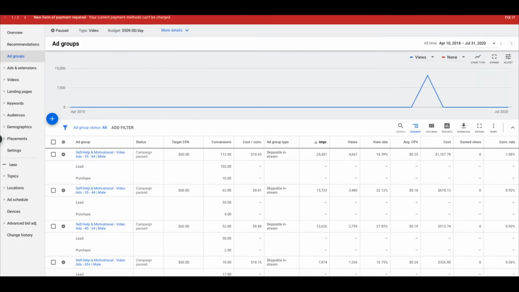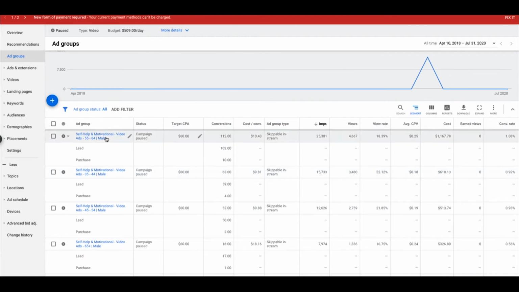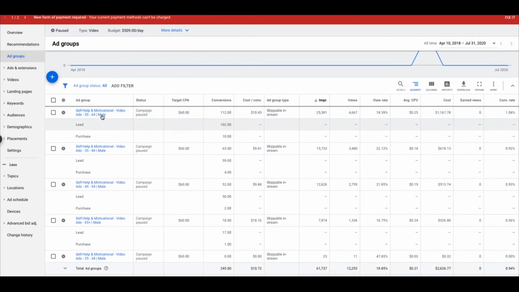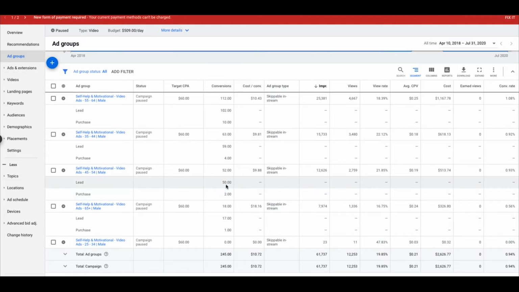Let's go to the next one here. This one, same thing. This is topics. This is another good tip I picked up from Brat in the group. Self-help and motivational seems to do pretty well for IM, people watching motivational videos. But again, we broke these up into age groups as well. So, you can start to see sometimes some trends emerging there.